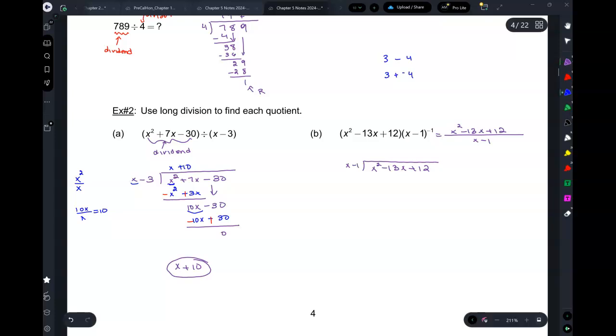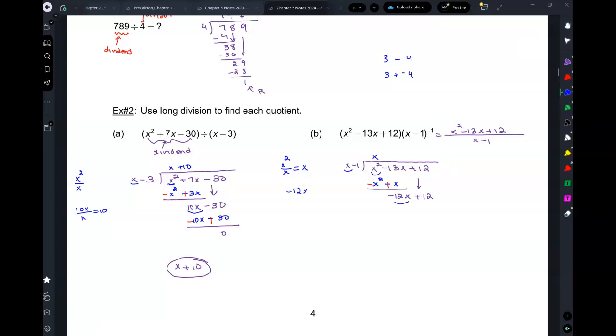Okay, so here we go. Look. First divided by the first gives you x. Multiply the whole divisor by x. x squared minus x. Change the signs. I get negative 12x. Positive 12 comes down. Negative 12x over x is negative 12.